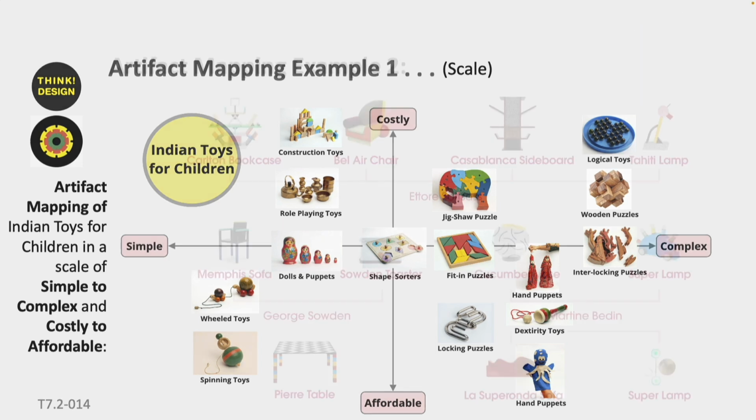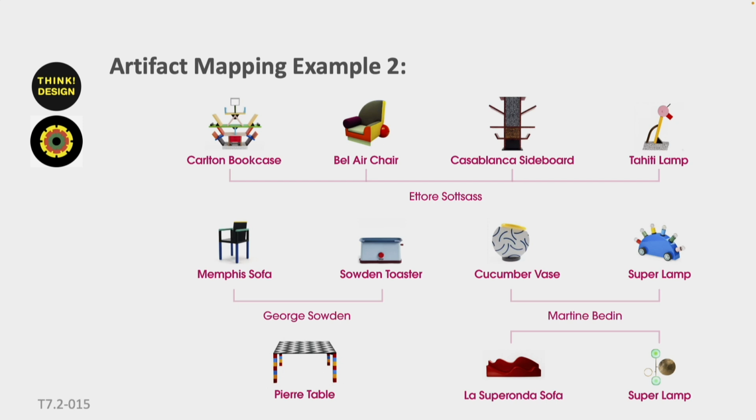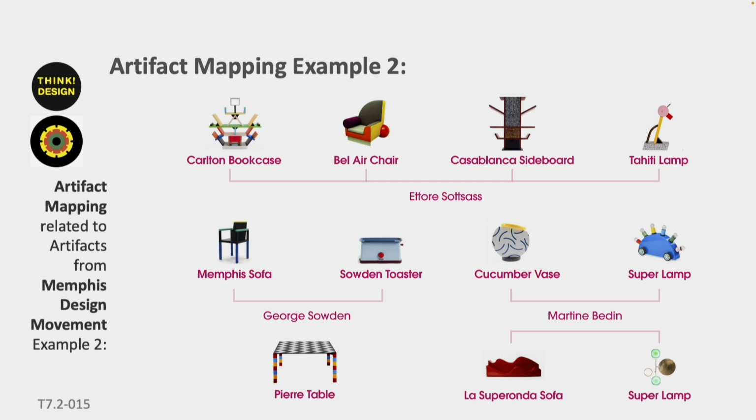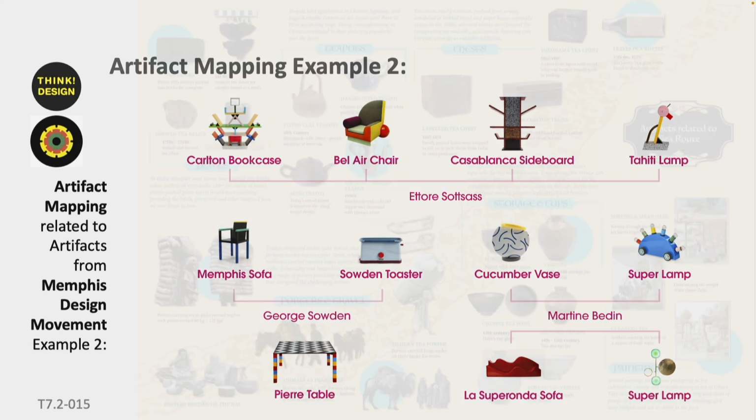So we look at further examples. This is from the Memphis design movement. The different designers who were responsible for the Memphis movement, their products have been shown here, and at a glance you can see what kind of colors they used, what kind of shapes they used, what kind of material combinations they used. So it gives you a very nice big picture of what this Memphis design movement was.